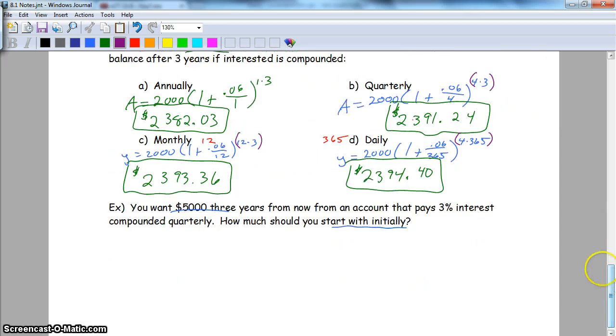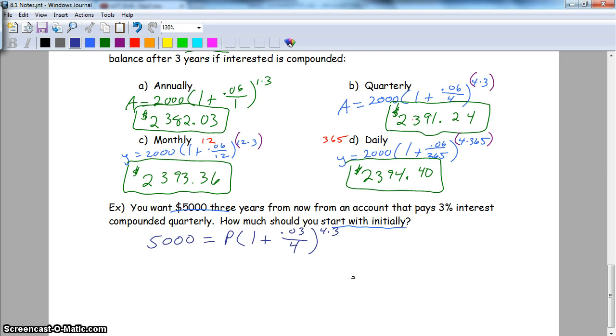So we want there to be $5,000 in the account. But how much do we have to start with in an account that pays 3% interest compounded quarterly, 4 times a year, raised to the 4 times, and we're doing this for 3 years. So in other words, it's to the 12th power.